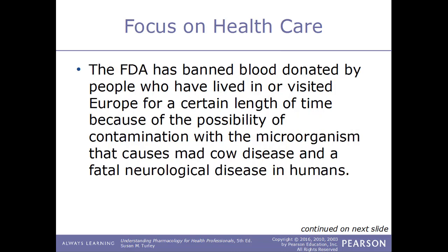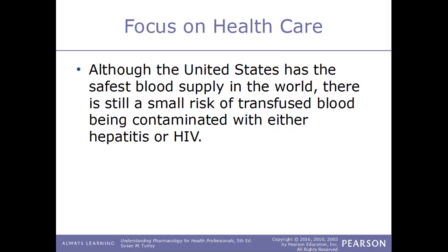The FDA has banned blood donated by people who have lived in or visited Europe for a certain length of time because of the possibility of contamination with the microorganism that causes mad cow disease and a fatal neurological disease in humans. Although the United States has the safest blood supply in the world, there's still a small risk of transfused blood being contaminated with either hepatitis or with HIV.